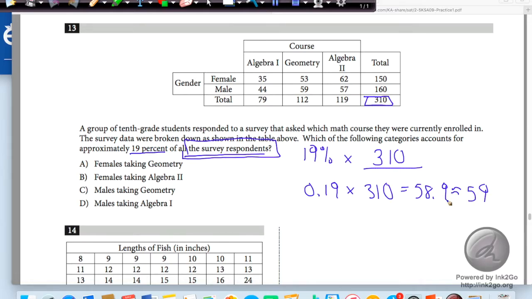Or 58 or 59. So I'm going to look back at my table to see which of these matches. Okay, so here, right, there's my 59. So this is implying males who are currently taking geometry as the math course. Yep, there's the math course that they're currently enrolled in. So males taking geometry, C, is my best possible answer.